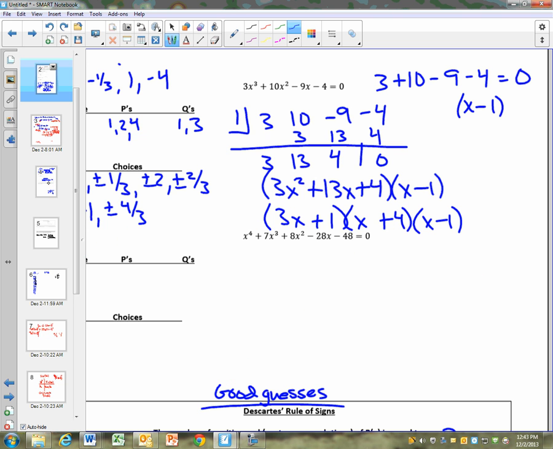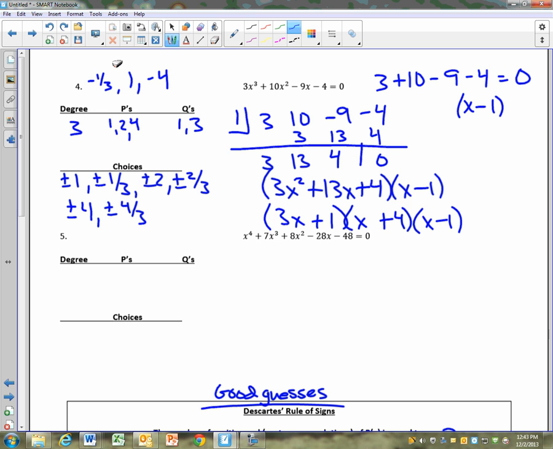Look at the next one, the one we just did after that. How many sign changes are there here? You go from positive to positive, that's not a sign change, but then you go from positive to negative. That is a sign change. Positive and negative is a sign change, and so you have one positive solution. Look at our solutions. Negative, negative, positive. You have one.